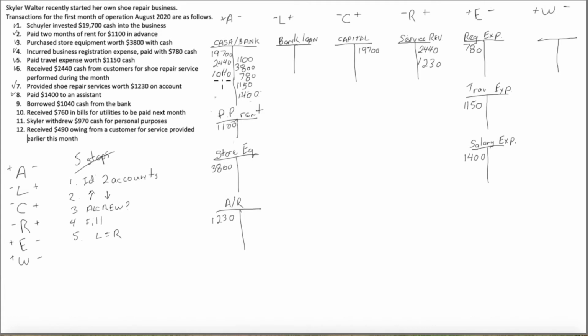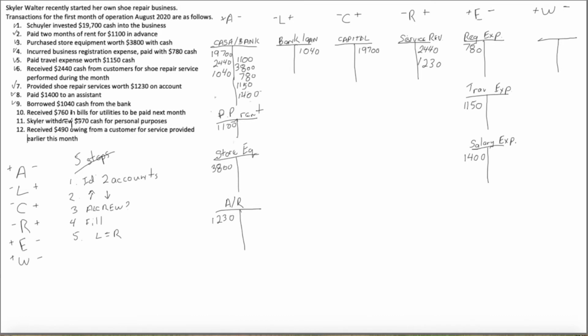Right? And bank loan, did it go up? Do we have more in the bank loan now? Yes, it went up, right? So is it on the left? No, it's on the right because right here it tells us that. So $1,040 on the bank loan. Does left equal right? It does. Perfect. Check. All right.